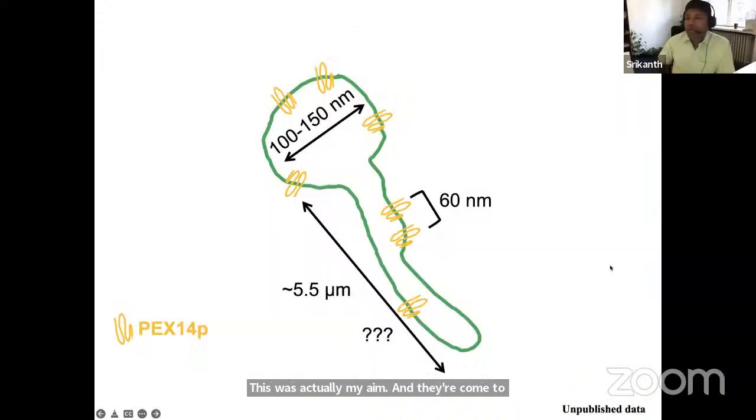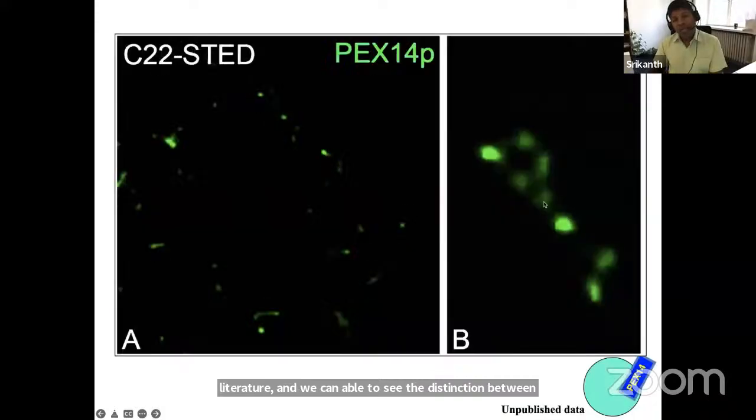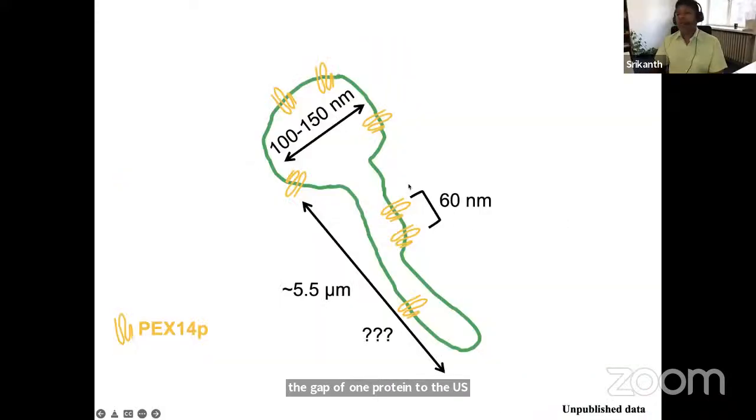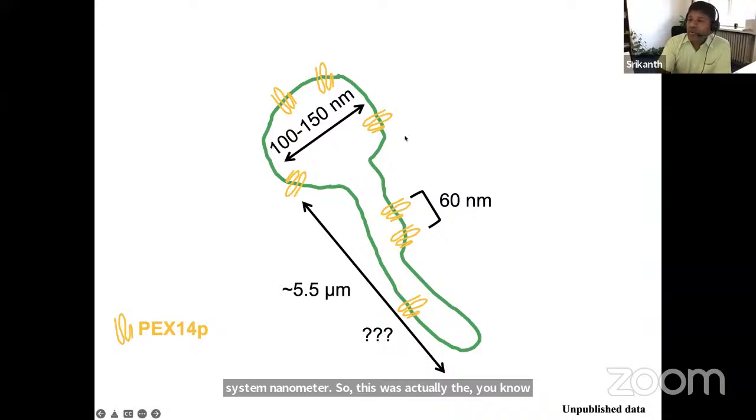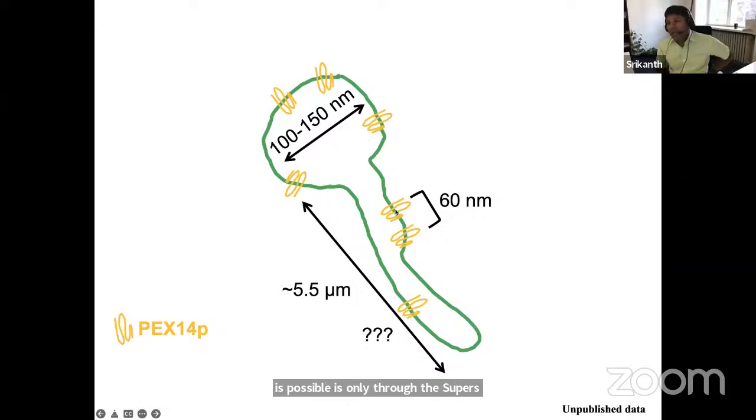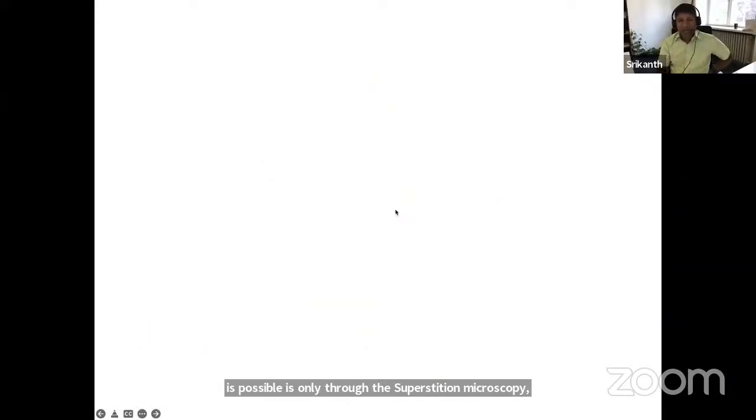And I come to the conclusion that the peroxisome head has a size of 150 nanometers and a tail of up to 505 micrometers, which has still not been shown in the literature. You can see that the gap from one protein to the other protein is around 60 nanometers. So this was actually the first time using light as a source in cell biology, and trying to understand typical structures on the membrane of the protein is possible only through super resolution microscopy. I think that's all from me.